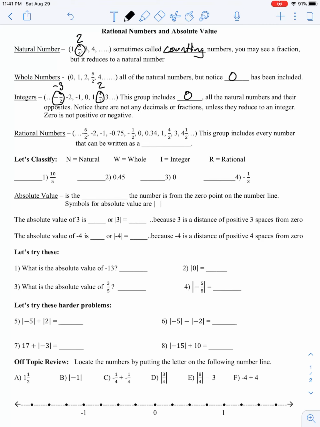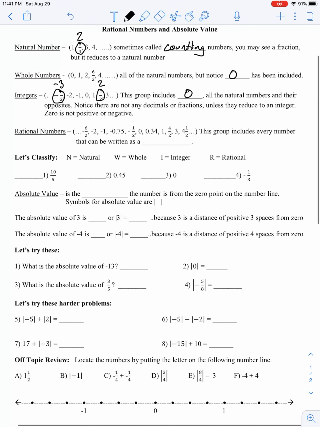The next definition we have here is our rational numbers. This group is going to include every number that can be written as a fraction. We are going to write that down here in this blank: anything that can be written as a fraction. We see a bunch of decimals in that list too, but if we were to rewrite those numbers, it is possible to write them as a fraction.